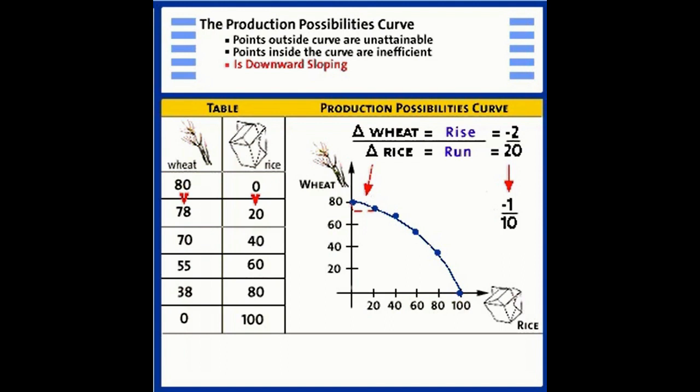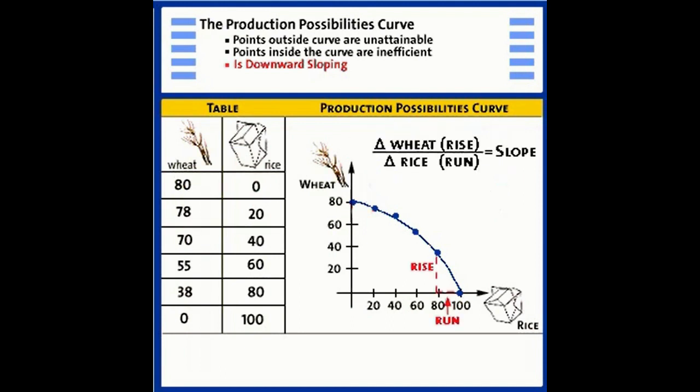The change in wheat production is the movement from 38 bushels of wheat to 0 bushels of wheat. Take the new quantity of wheat, which is 0, subtract the old quantity, which is 38, and you get -38, a loss of 38 bushels of wheat. The change in rice production is 100, the new quantity, minus 80, the old quantity. That gives us 20 bushels of rice added. -38 divided by 20 reduces to -19 over 10, or -1.9.